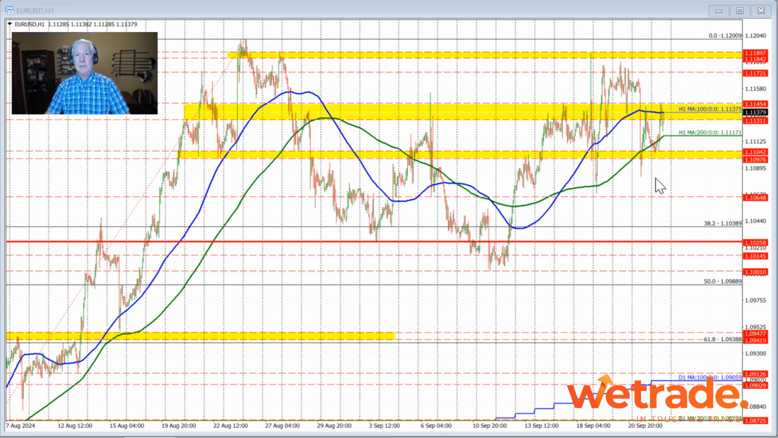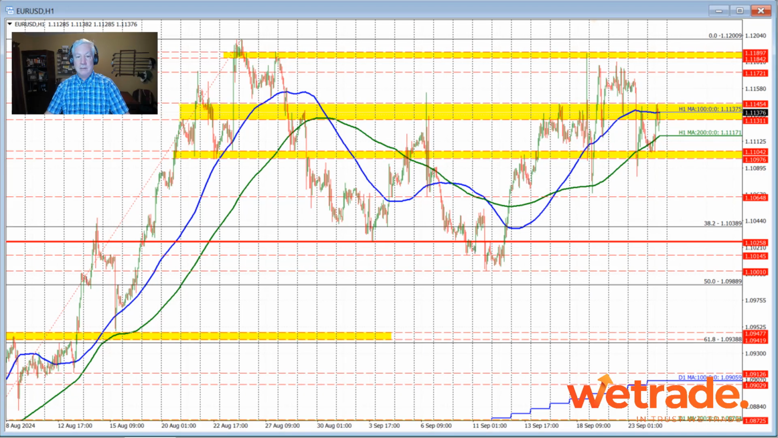On the downside, we do have the 200-hour moving average that we need to get to and through. That's this green line right here. If we get below that level, then we start to look toward this swing area down here, which was a floor through here. You can see the floor being developed right here. Became a ceiling through here.